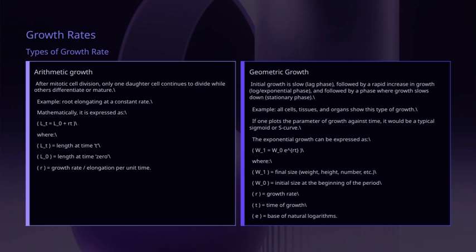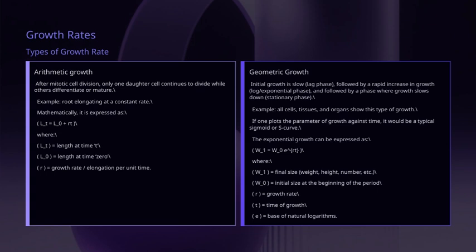First, we have the base of natural logarithms, which we denote as e. This number is fundamental in describing exponential growth. Next, t represents time of growth, and r is the growth rate, a measure of how quickly something is growing over that time. We also define W0 as the initial size at the beginning of the period, whether that's weight, height, or some other measurement, and W1 as the final size after growth has occurred. The relationship between these is expressed by the equation W1 equals W0 times e to the rt power.